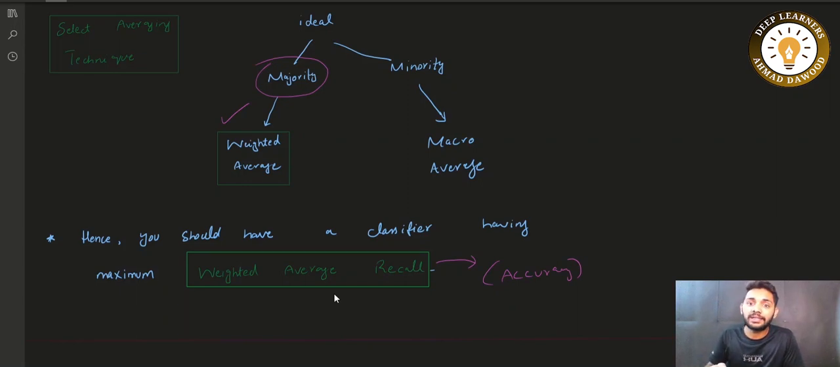Maybe if you want that your model should be good at the classification of ideal diamonds and also should not be bad on, let's say, the fair class, then maybe you can go towards the other average. But for now, in this scenario, it is coming out that weighted average recall is the best performance measure here.